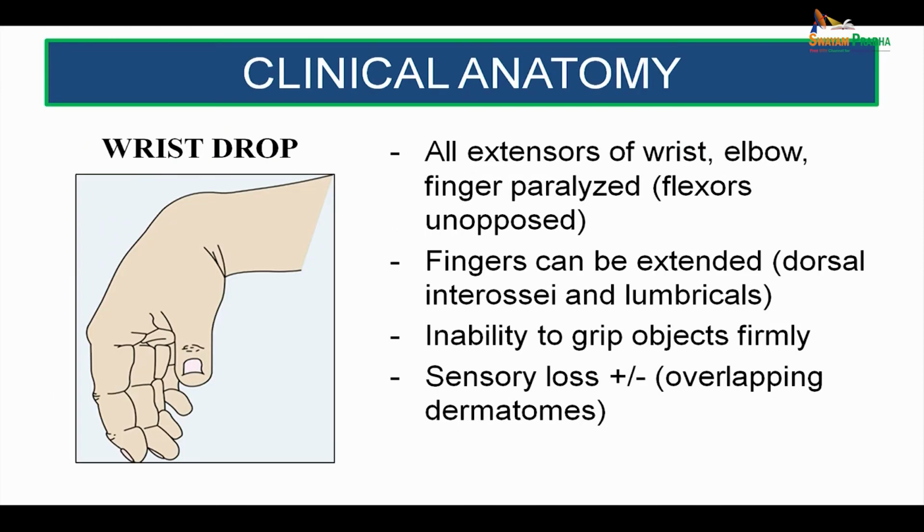Now, coming on to the different clinical aspects of radial nerve, we consider a wrist drop where all the extensors of the wrist, elbow and the fingers are paralyzed. There is an unopposed action of the flexors, making the wrist feel like being dropped, or the wrist being in a flexed position. The fingers can be extended to some extent because of the coexisting action of the dorsal interossei and the lumbricals. The patient is unable to grip objects firmly, and the sensory loss may or may not be present because of the overlapping dermatomes, even though there is a certain degree of sensory supply to this region.